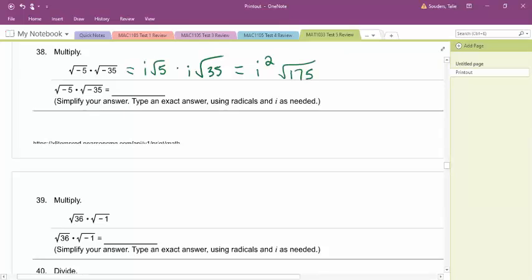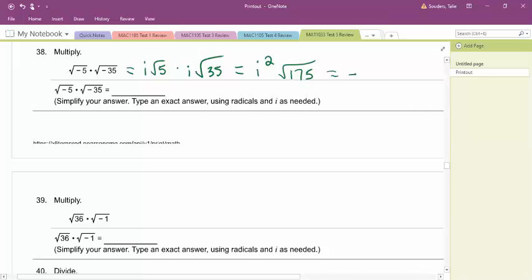Now we still have more work to do. What does i squared equal? Negative 1. Negative 1, good, because i is the square root of negative 1. You can think about if you square both sides, that means i squared equals negative 1. So now you have a negative on the outside. You don't need to write the 1.